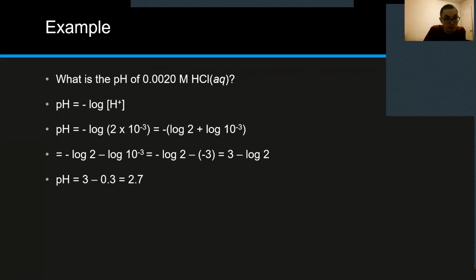So remember that pH, the P of anything, means negative log. So the negative log of the concentration of H+ is how we're going to find the pH. I rewrote 0.0020 in scientific notation. We're going to break this down further in the next few slides to see why I did this. But for now, we can break this down into the negative log of 2 plus the log of 10 to the minus 3.